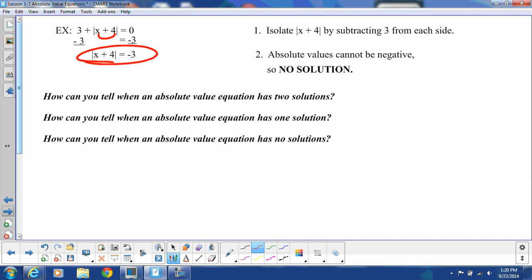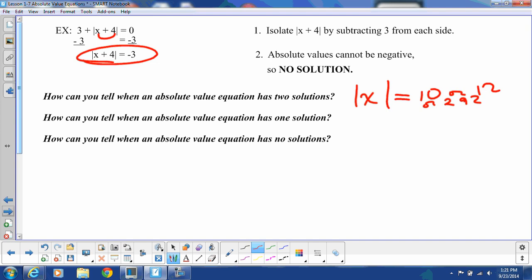Here are some questions to think about. How can you tell when an absolute value equation has two solutions? Well, that happens when we have the absolute value of a number that equals anything that is 1 or above. So let's put 10 or 12 or 292. Those all have two solutions because they have a distance from 0 on the positive side of the number line and on the negative side of the number line.